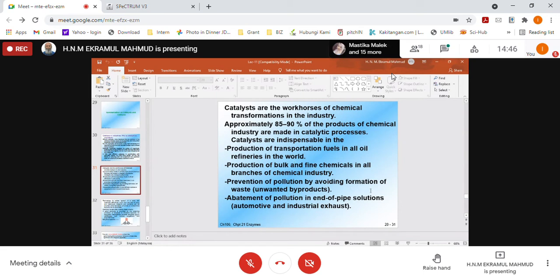Prevention of pollution by avoiding formation of waste, that is, catalysts are used to suppress the unwanted byproducts, that which we do not need. Thereby we save the environment, that is, it's related to pollution abatement. So abatement of pollution in end-of-pipe solutions, automotive and industrial exhaust, where at the end of the exhaust pipe we use this catalyst to convert the gases into harmless gases. Otherwise, harmful gases would enter the environment and create environmental pollution.